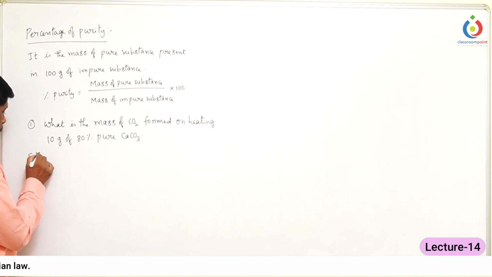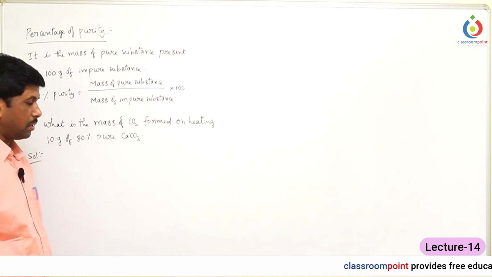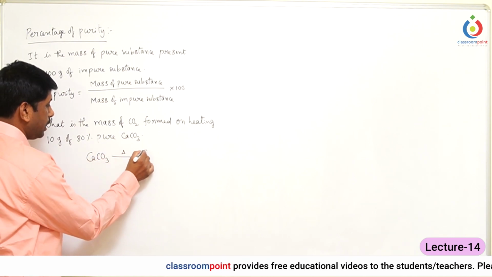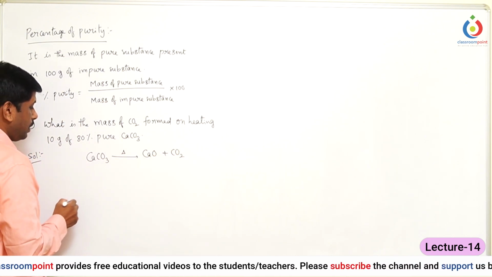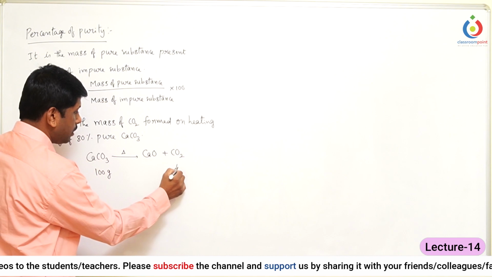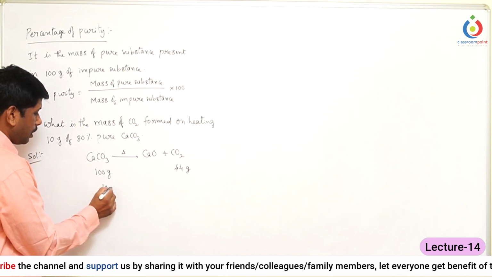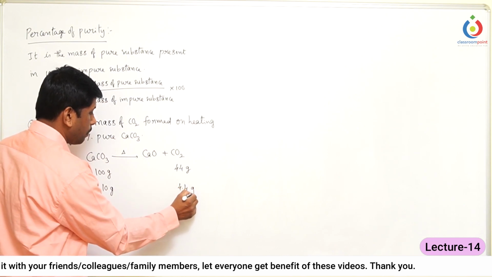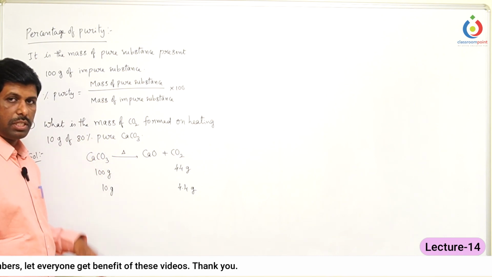For every question we solve using the percentage of purity, we need to write down the balanced equation for that reaction. So here CaCO3 on heating decomposes to CaO plus CO2. Molecular mass of the CaCO3 is 100 grams. 100 grams of CaCO3 gives 44 grams of CO2. Here how much was used? 10 grams. 10 grams of CaCO3, if it participates in the reaction, would give 4.4 grams. But this 10 grams is not the pure substance. It is impure, meaning 20% impurities are there.